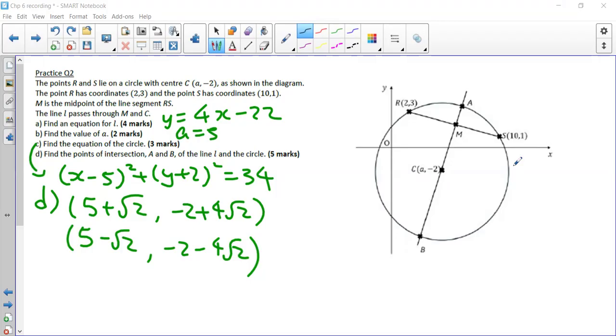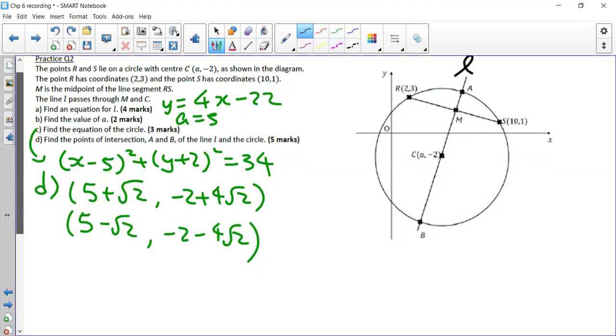The line L passes through M and C. So this is the line L, if you don't know. Okay, so the middle one that pierces through the circle is the line L. Find the equation for L. So part A, you find the equation for L.